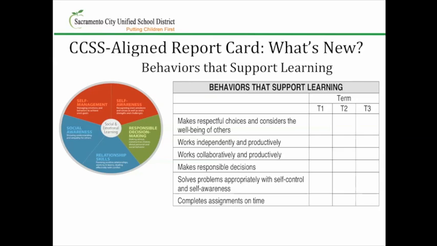Similar to the previous report card, this report card also provides feedback on student progress with behaviors that support learning, which are work habits or behavior marks. These have been revised to reflect the social-emotional learning competencies or skills. They are marked with an alpha grade of O for outstanding, S for satisfactory, P for progressing, or N for needs improvement.